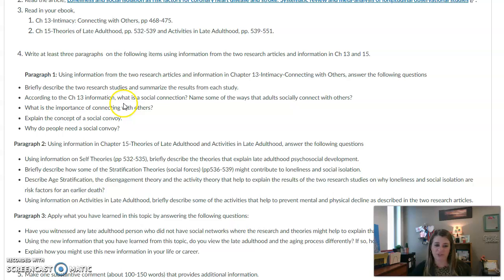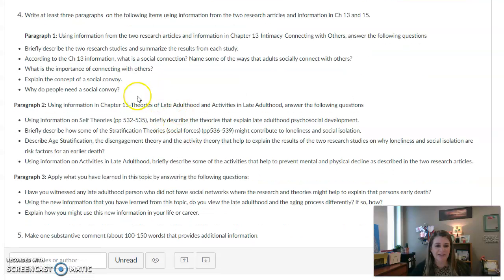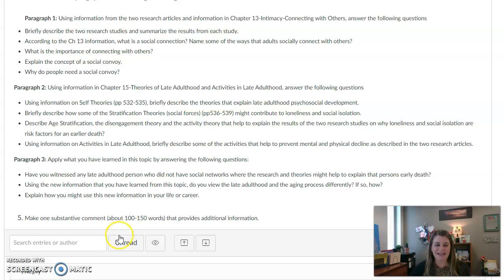Really what I'm looking for is 3 paragraphs. In the first paragraph, you're looking at answering these questions. In the second paragraph, these, and in the third paragraph, you have these questions. So don't forget to respond to an additional classmate.